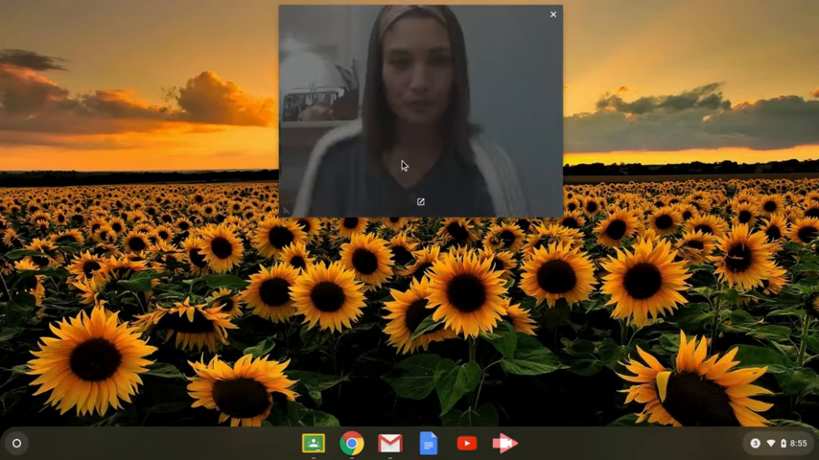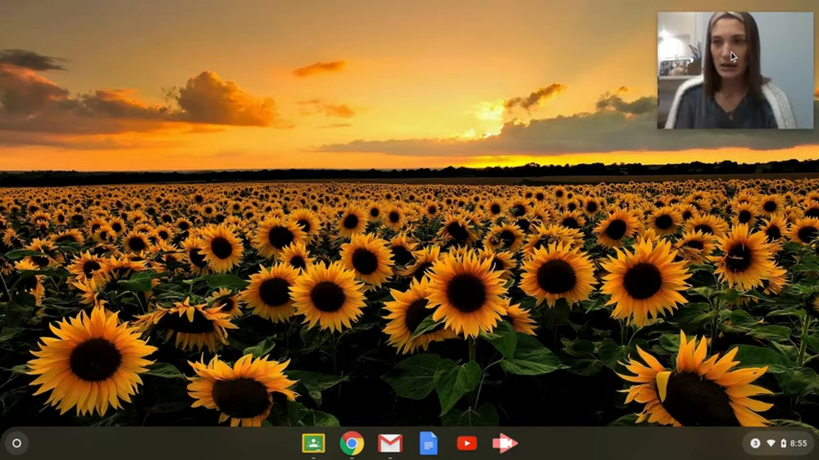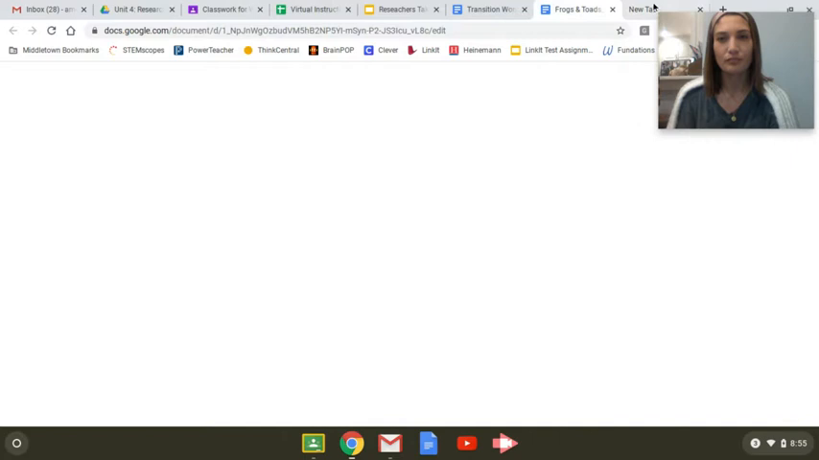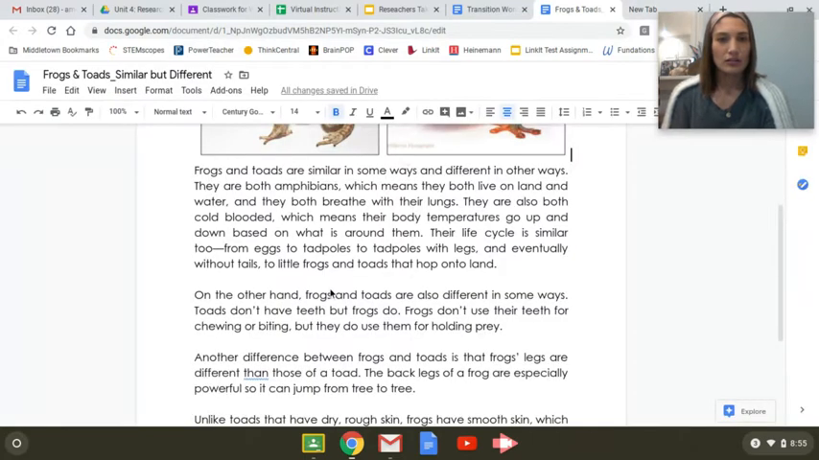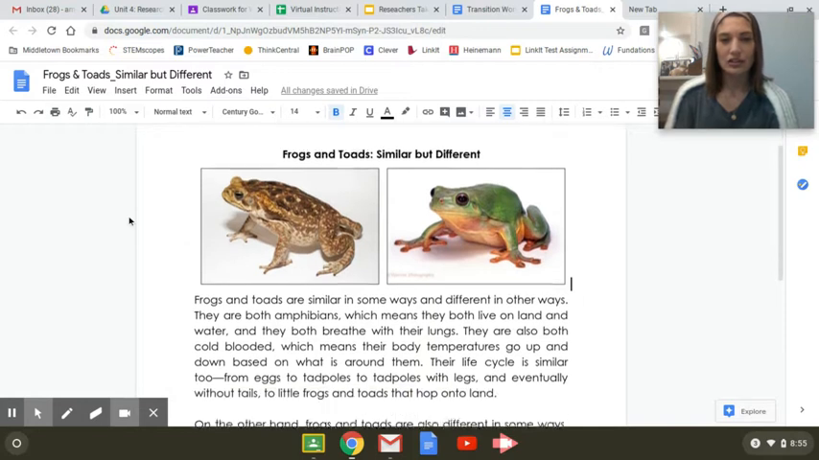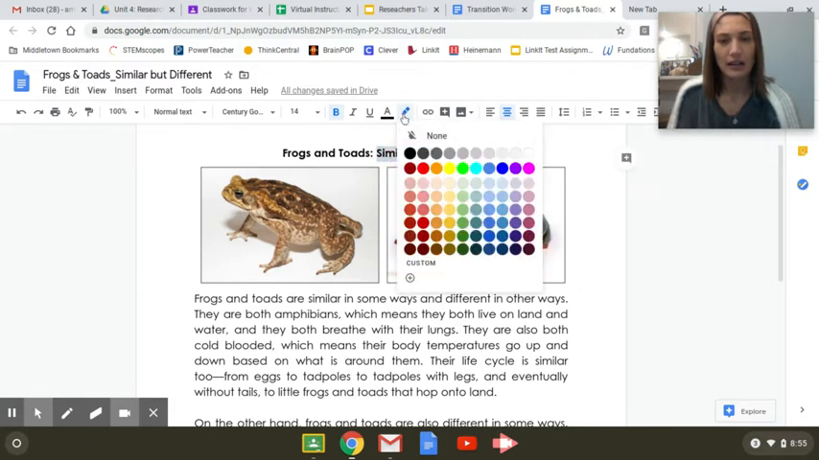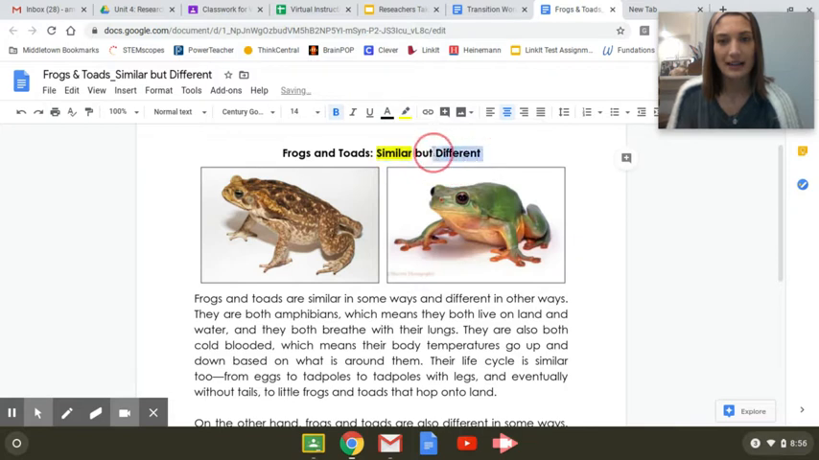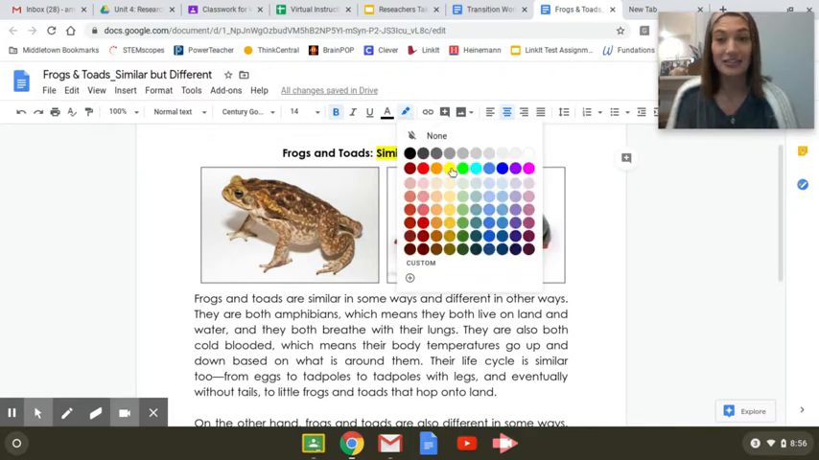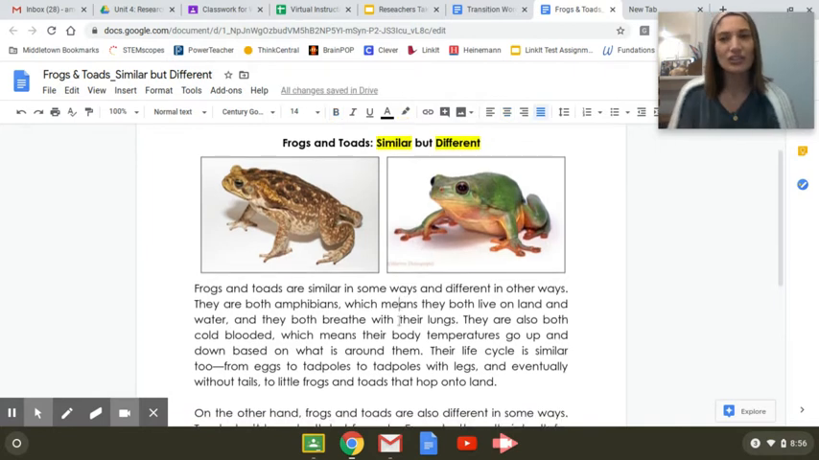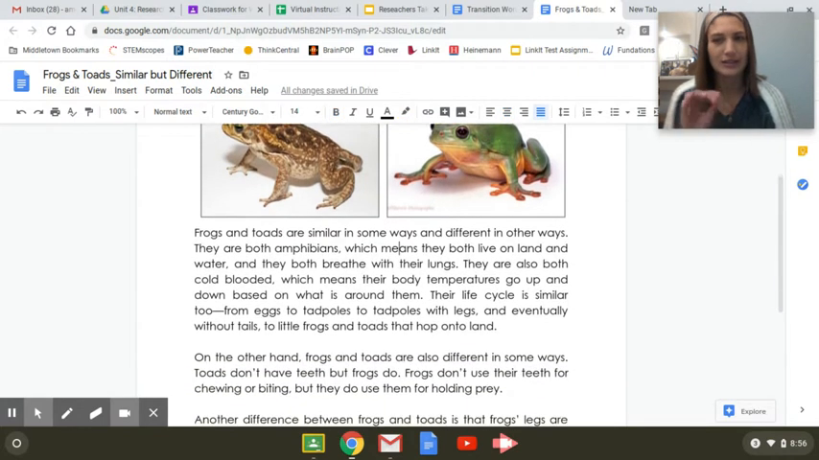So let me show you one passage I have about frogs and toads, and let's see if we can find any keywords that will tell us what type of text structure this is. This passage is called Frogs and Toads, Similar but Different. Wow, right away, I'm already noticing words like similar and different. Are they going to be comparing and contrasting? It certainly seems like it. So let's read and see if we see any other words that signal to us this is a compare-contrast essay. Are they talking about similarities and differences?